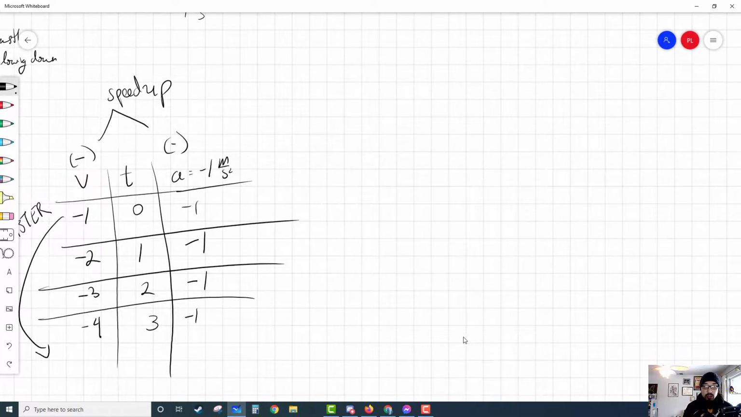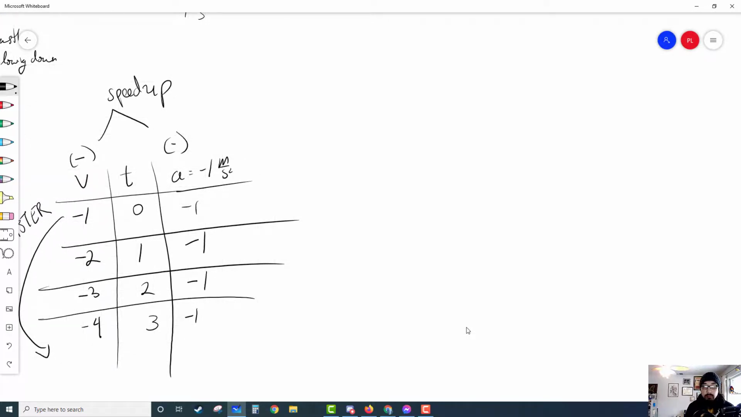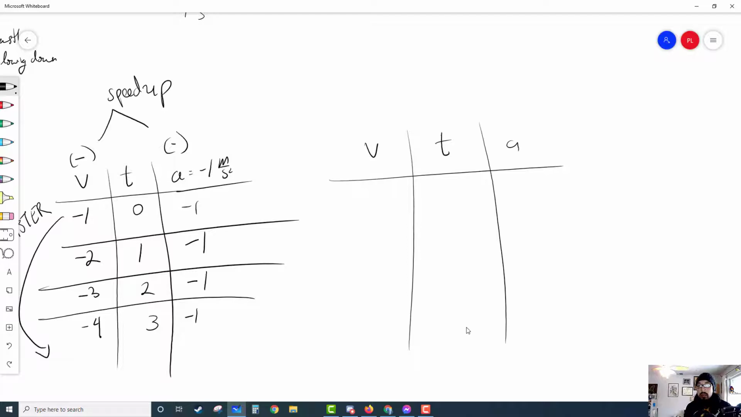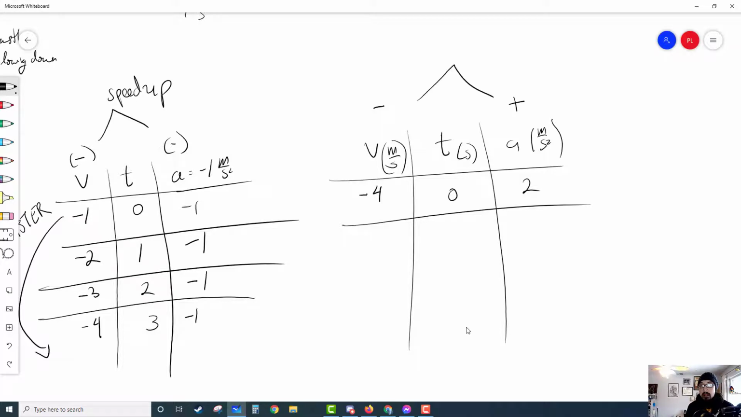Okay, so I'm going to throw a curveball at you. Let's see what we can do from here. So velocity, time, acceleration. Now let's say we started off with a negative velocity of -4 meters per second at 0 seconds, and we're going to change our velocity by +2. So we have a negative velocity with a positive acceleration. If the signs are not the same, this means that we will slow down.